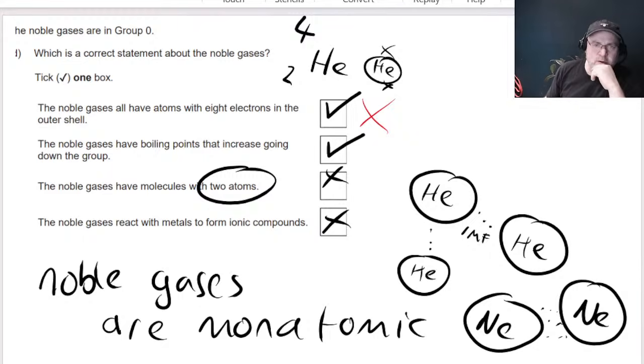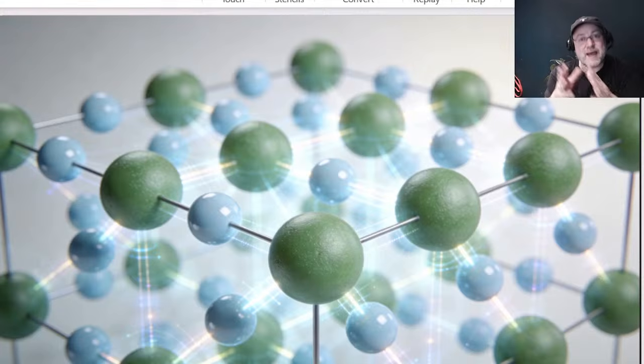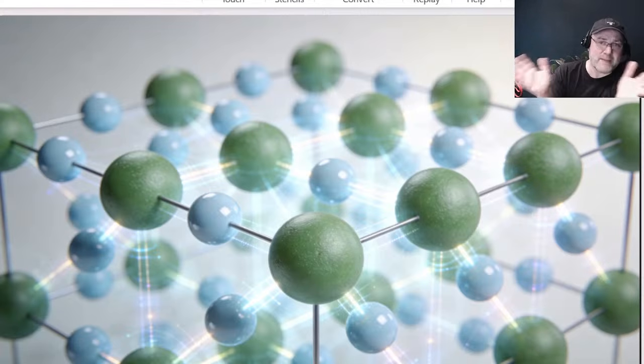Right, let's move on. We're getting into bonding. All right, so just remember there are 3 types of bonds in chemistry. You have ionic bonding, metallic bonding, and covalent bonding. Ionic is metal and non-metal. Metallic is just metal on its own. And covalent is when you have 2 non-metals.